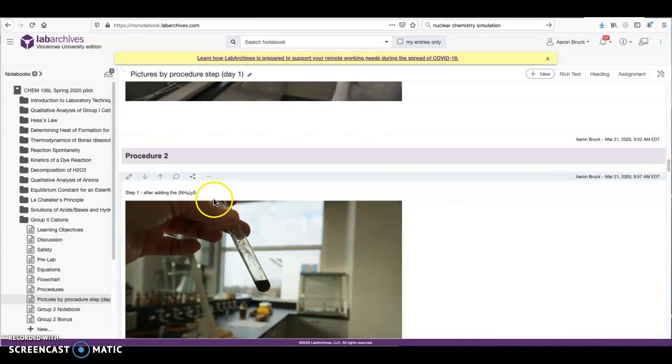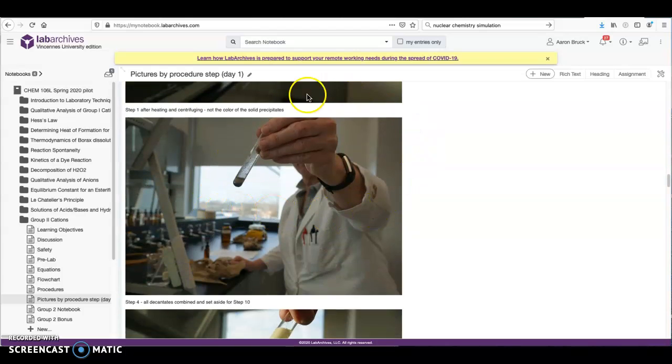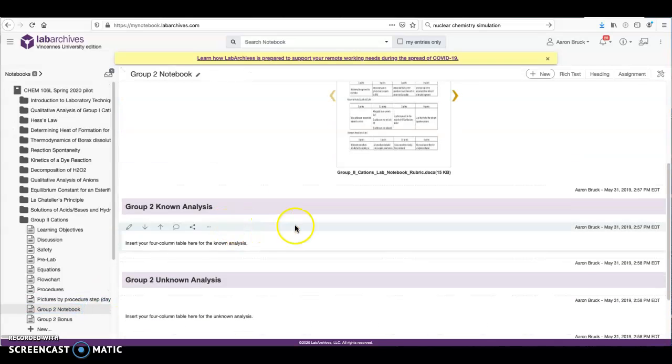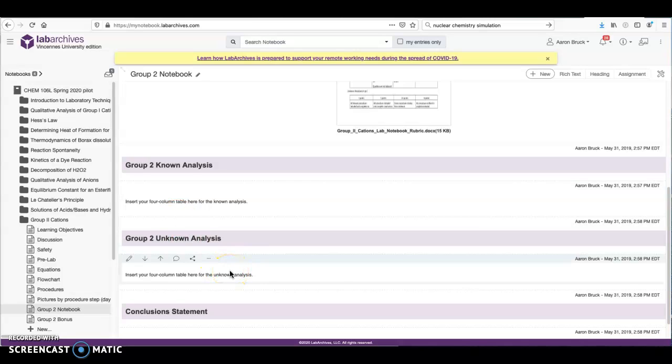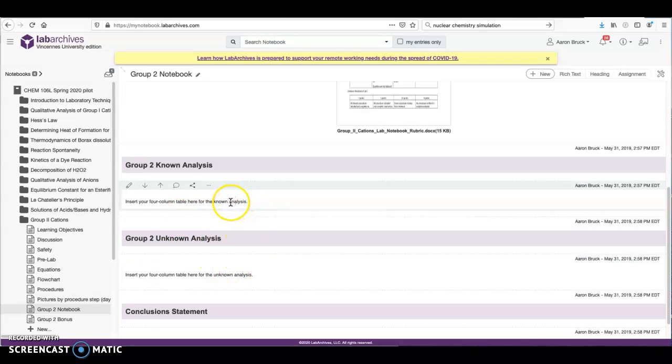Your task is to convert these pictures and observations into your notebook. You're going to insert your 4-column notebook here just as before, with your procedure, your observations, your analysis, which for the known will be blank, and your net ionic equations. All of that will be here just like in the previous ones. The only difference is that instead of you doing the procedures and the observations, you're going to have those done for you here.